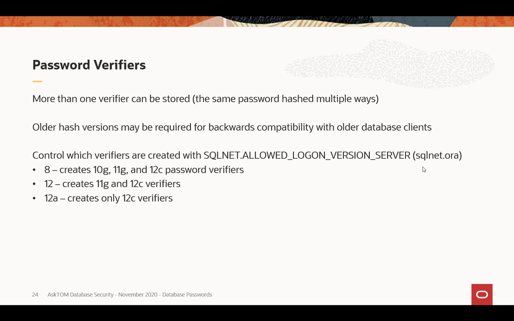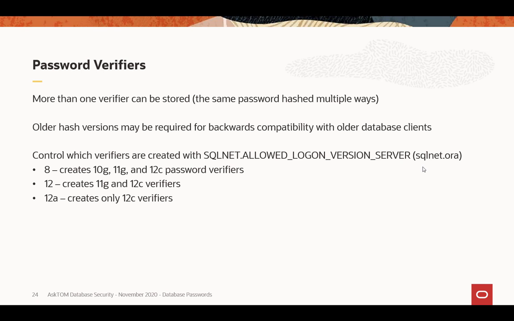If I were using an 11g client to connect to my 19c database, then I would need to have a password verifier that client can understand. We control this behavior, this creation of multiple hashes, with a parameter from the sqlnet.ora file. It's SQLNET.ALLOWED_LOGON_VERSION_SERVER. And what we do is we have three different values we can set here.